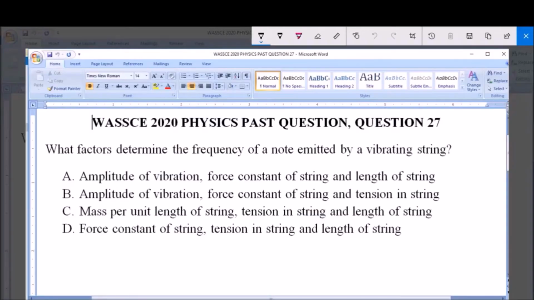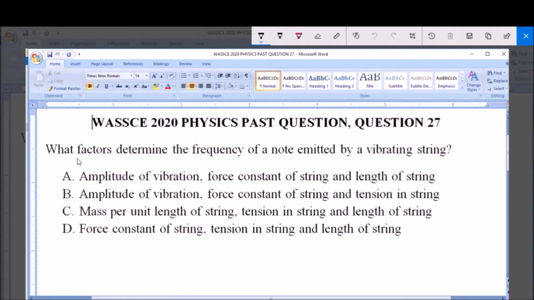Hello, good day and welcome. I will be answering WAEC 2020 physics past question, question 27. What factors determine the frequency of a note emitted by a vibrating string? A. The amplitude of vibration, force constant of string and length of string. B. Amplitude of vibration, force constant of string and tension in string. C. Mass per unit length of string, tension in string and length of string. And D. Force constant of string, tension in string and length of string.